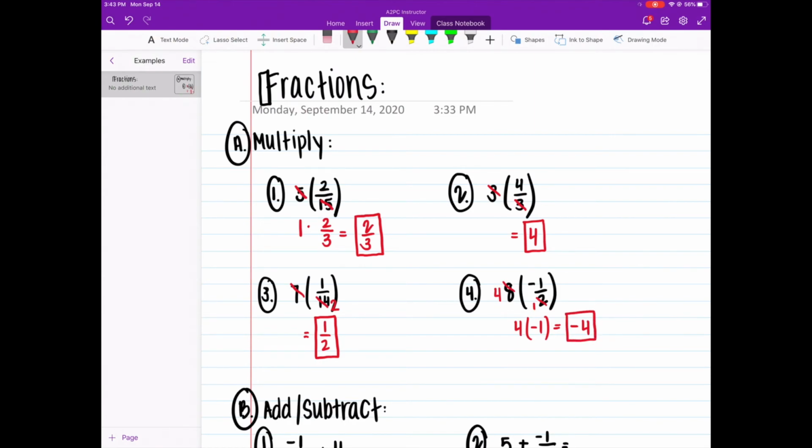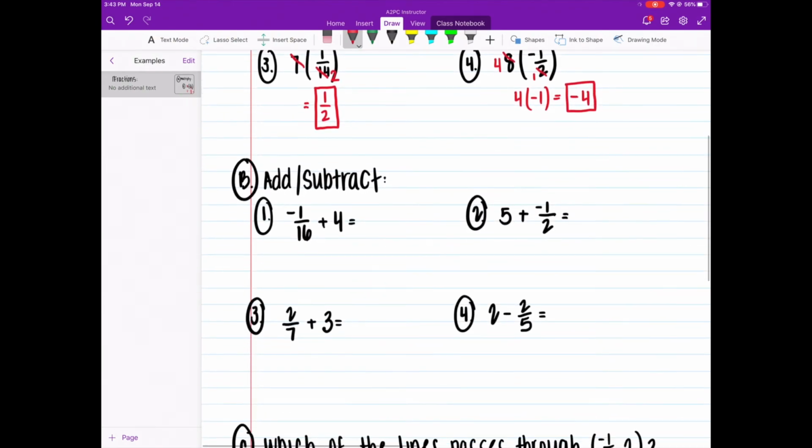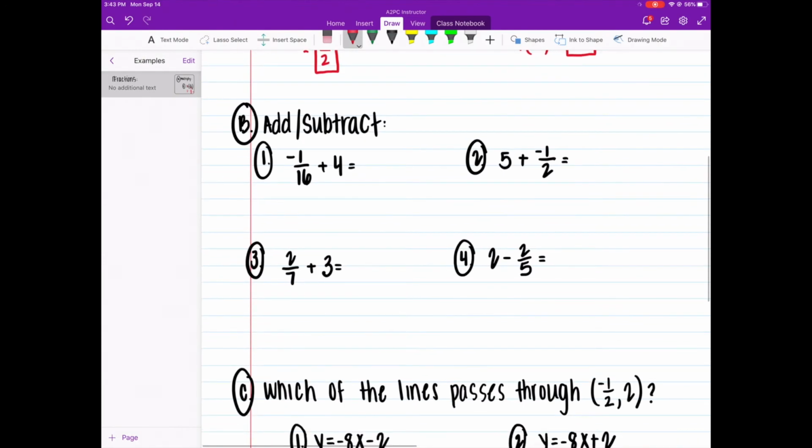Now, as we move on to adding and subtracting, the main thing we want to focus on here is that we need to get common denominators. So when we look at number 1, we can see right now that the denominators are 16 and the denominator for 4 would just be a 1. So between 16 and 1, I'm going to go with 16 as my common denominator. Now that denominator is going to end up being the denominator for the fraction with -1 over 16, the fraction that has 4 in it, and then also the answer.